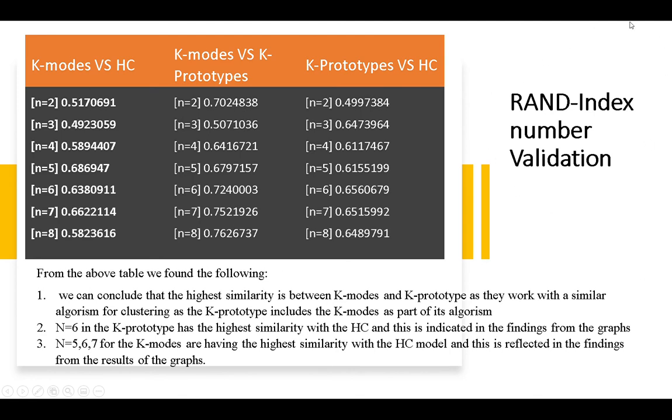Then we did the adjusted Rand index validation between the clusters, and these are the results. As you can see, the higher clusters show good similarities between K-modes and K-prototypes. For example, clusters 6 and 7 are 0.72 and 0.75. Between K-modes and HC, cluster 6 is the one to talk about, with 0.63 similarity, and between K-prototypes and HC you can see 0.65 similarity.